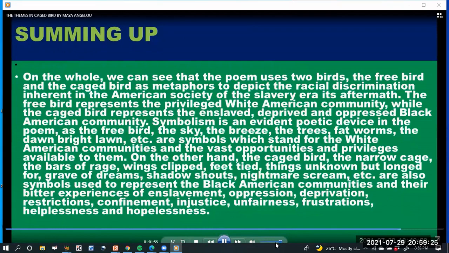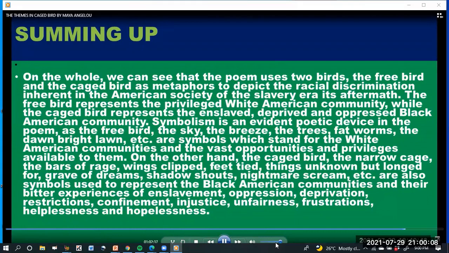On the contrary, we find that the cage expressions like the caged bird, the narrow cage, the bars of rage, wings clipped, feet tied, things unknown but longed for, grave of dreams, shadow shouts, nightmare screams, etc., etc., are also symbols used to represent the Black American communities and their restrictions, confinement, injustice, unfairness, frustrations, helplessness, and hopelessness. All right, so this is the way we sum up this analysis.